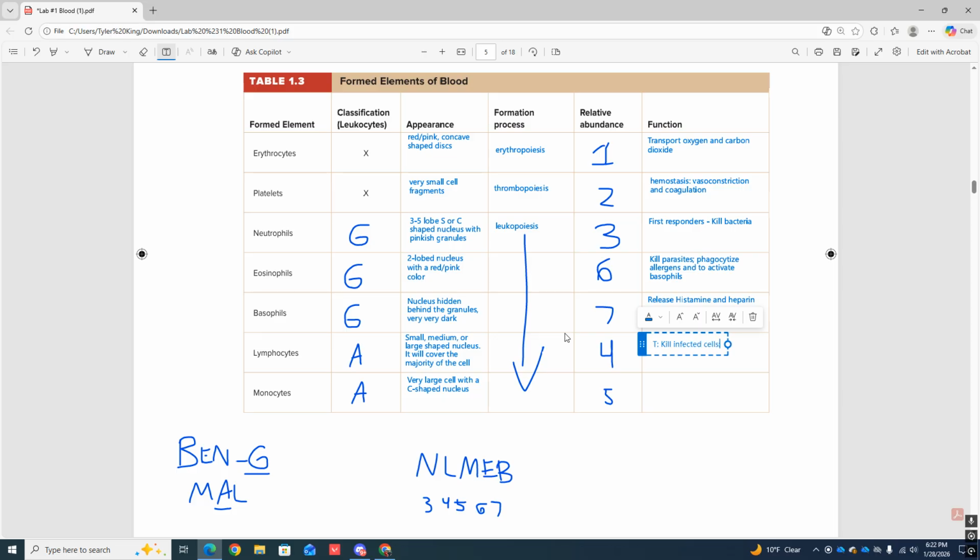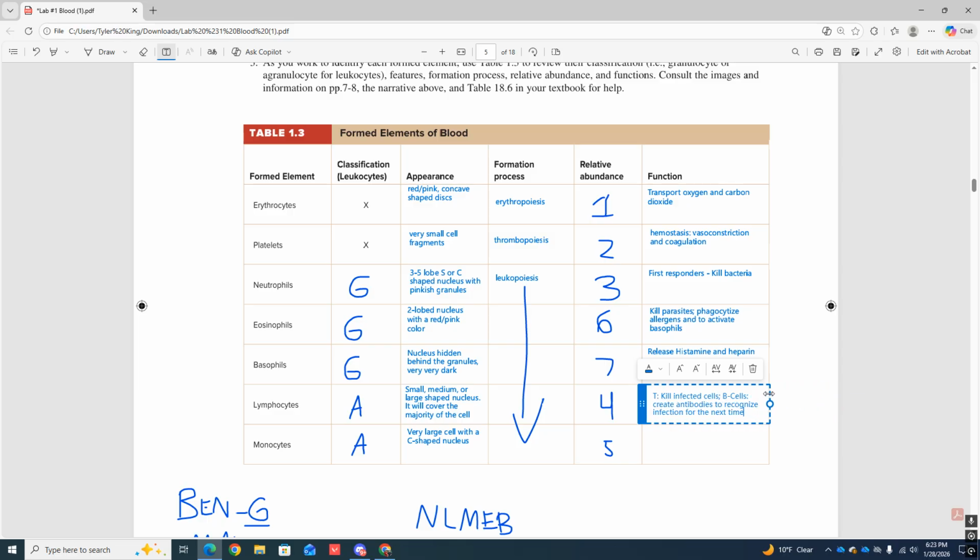And then in particular, the B cells. I like to think of the B cells as kind of being like our intelligence officers. They help create antibodies, so for next time, when we have an infection, they can recognize it and attack it immediately. They create antibodies to recognize infection for the next time, just in case we get another infection. They come prepared.